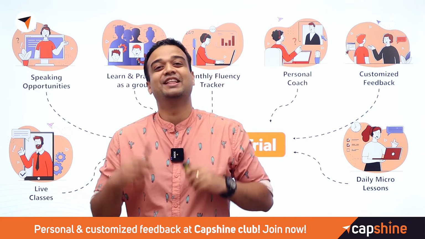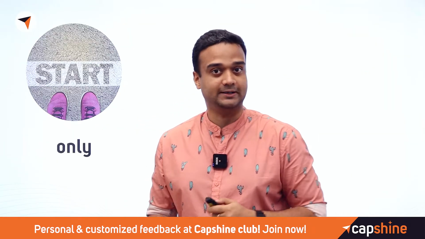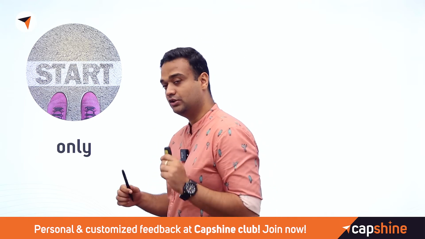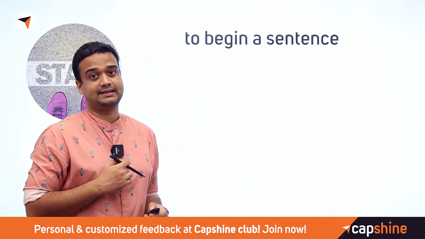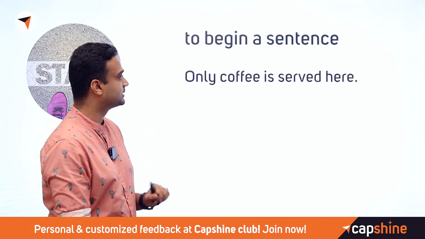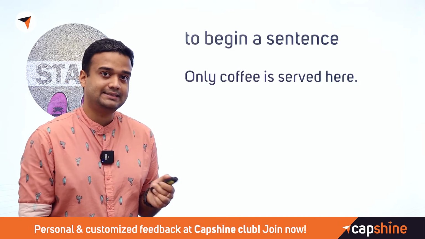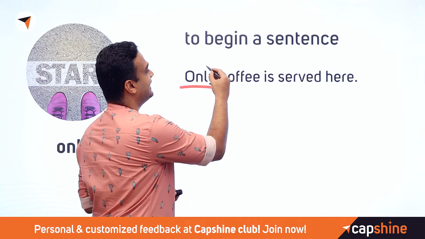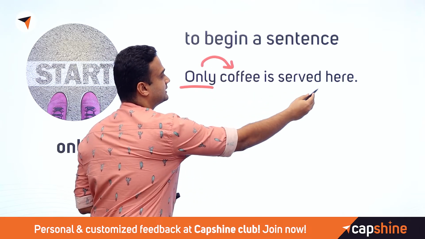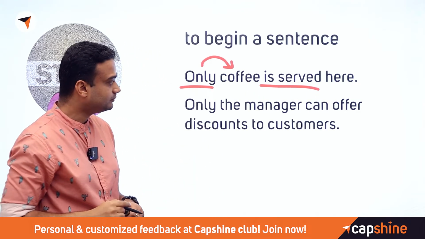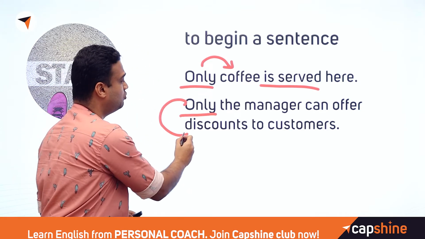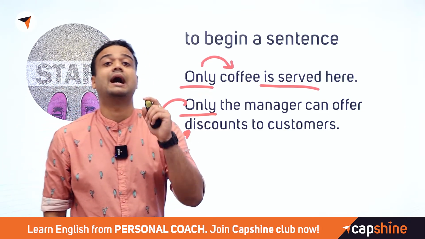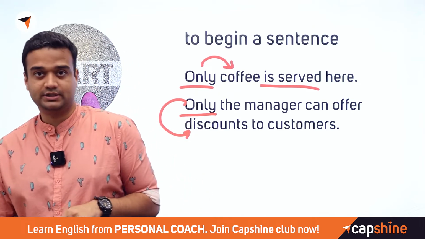Let's continue the usage of only and hardly. Only can also be used in another context. It can be used to begin a sentence. Let's look at some examples. Only coffee is served here, right? So this again suggests the nature of what is served here. Only the manager can offer discounts. So again, this tells us about who can offer discounts. Again, adding more meaning to the situation.